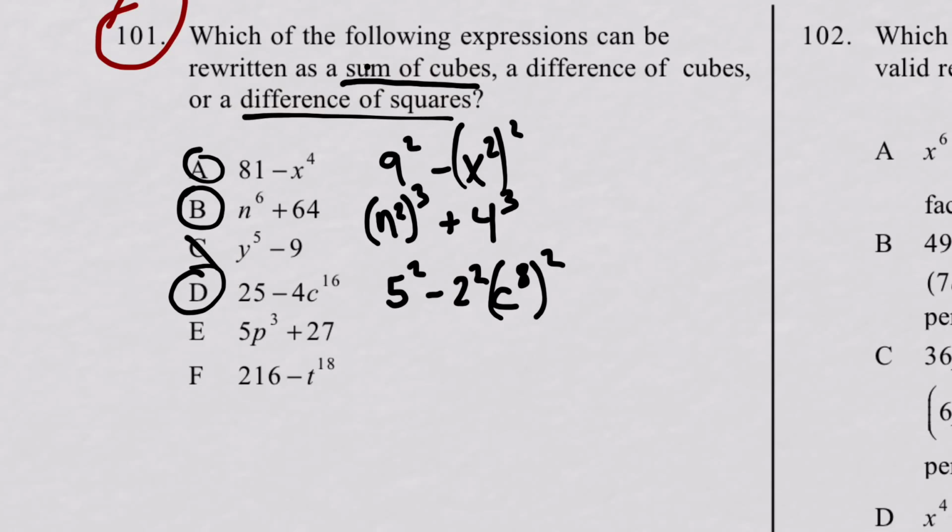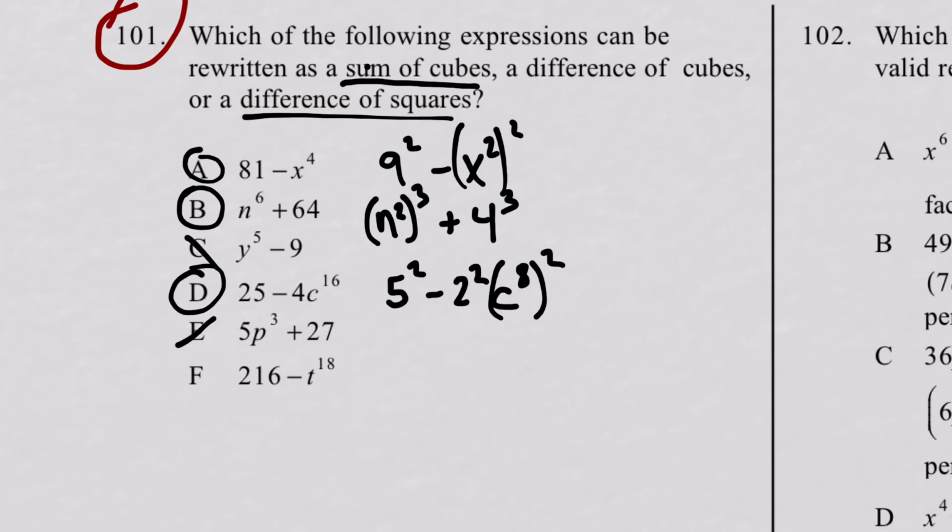E, 5p to the third plus 27. P cubed is a perfect cube. 27 is a perfect cube. It's 3 times 3 times 3. But the 5 is what throws this one off. So no, this one doesn't fall under any of the categories.